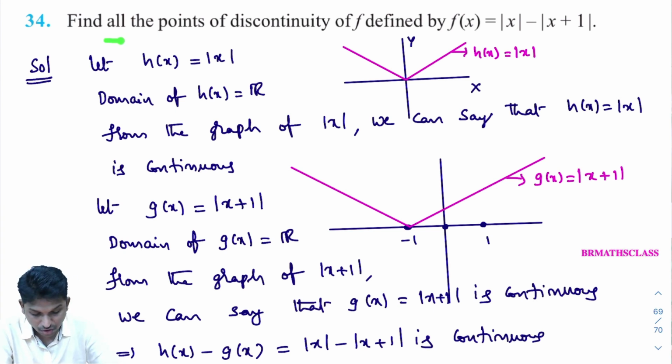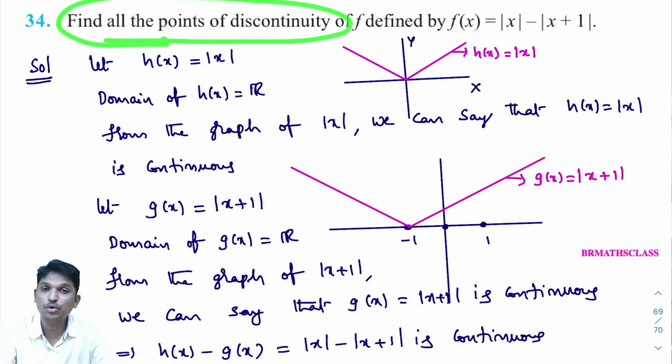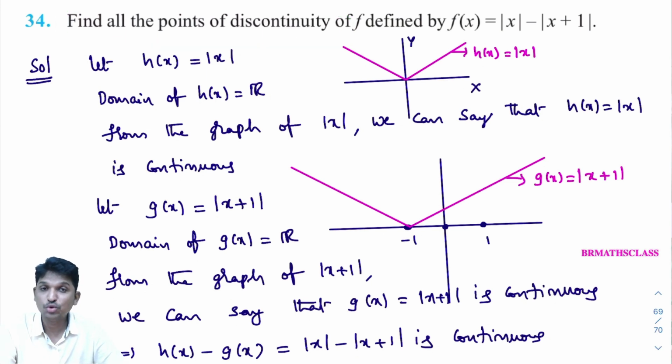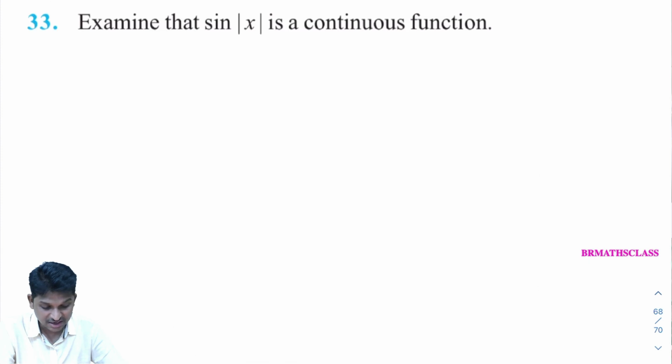You observe here, find all points of discontinuity, but here there is no point of discontinuity. This function is continuous function. There is no point of discontinuity. I hope you understand this. Now another 3 problems are there.